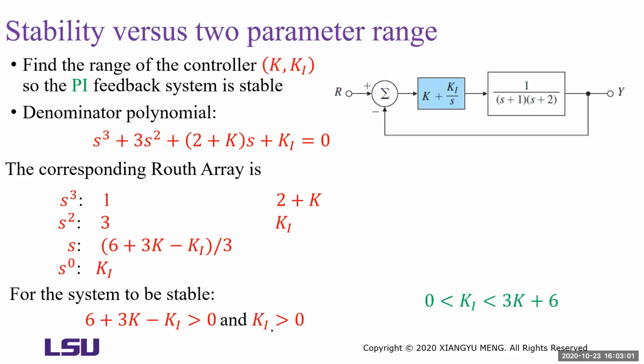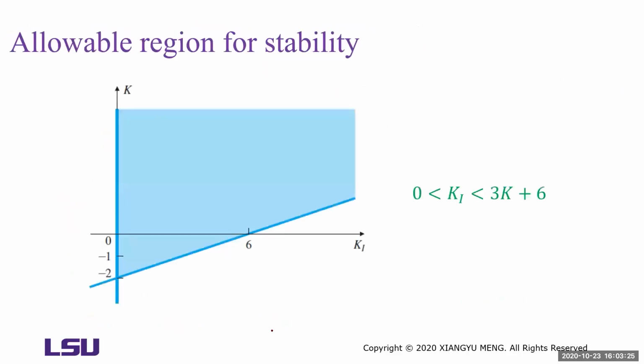But this example shows the real advantage of root array. We get exactly the bound on Ki and K. If you use MATLAB or numerical calculation, it's difficult to get the exact bound. Now I will show you how to get the exact bound. So we have Ki greater than 0 and less than 3K plus 6. First, let's do the first part.